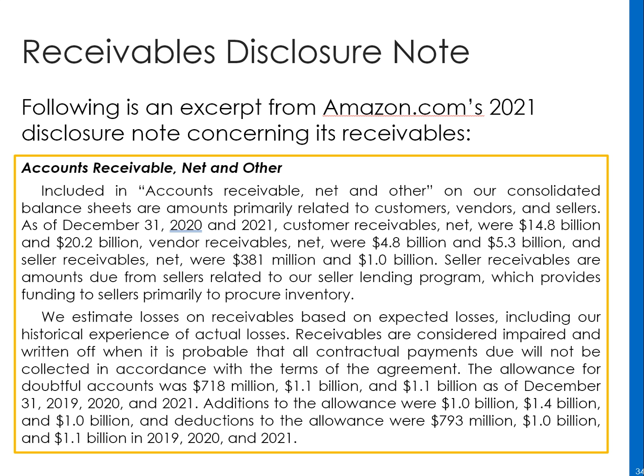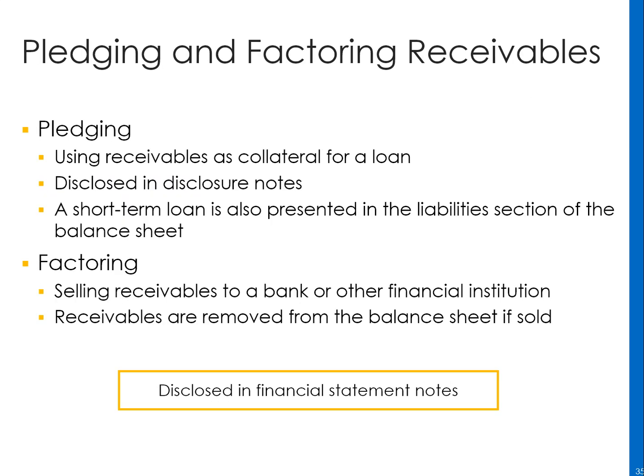We can also find information about the pledging and factoring of receivables. Pledging means the company used receivables as collateral for a loan that will be disclosed, and the short-term loan information can be identified as well. And factoring means companies selling receivables, and the receivables will be removed from the balance sheet. It is sold.